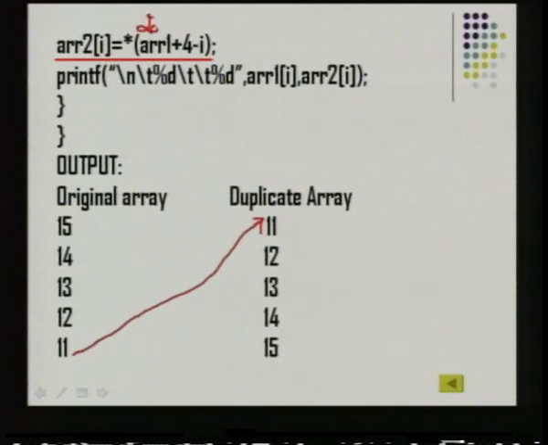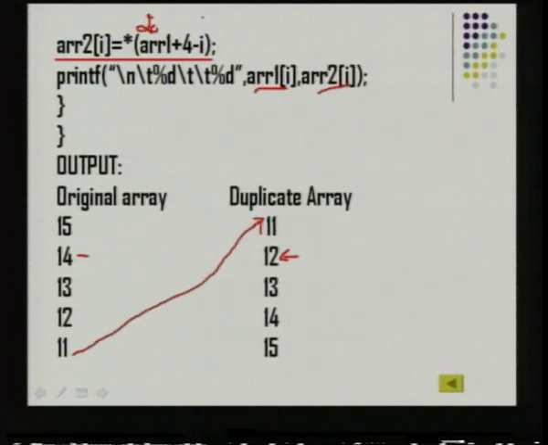So, during the first iteration the last element of array 1 becomes the first element of array 2, and I am printing it over here, array 1 of I and array 2 of I. During the next iteration, I becomes incremented by 1. So, now we move to the second element of the original array, and this array 2 of I moves to this 12. So, what should be present in the second element of the duplicate array? What will be present? Array 1 plus 4.